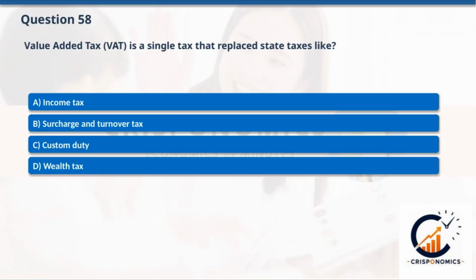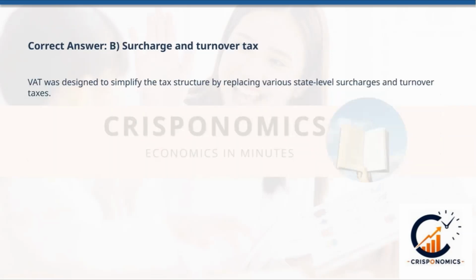Value-added tax, or VAT, is a single tax designed to simplify the system by replacing several state taxes. These include income tax, surcharge and turnover tax, custom duty, and wealth tax. By consolidating these into one, VAT aims to streamline tax collection and reduce complexity. This slide asks us to identify which state taxes were replaced by VAT, helping us understand its role in modernizing taxation. VAT was created to make the tax system simpler.